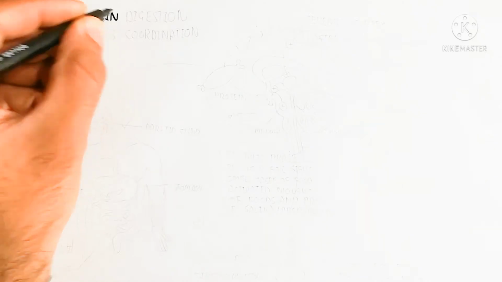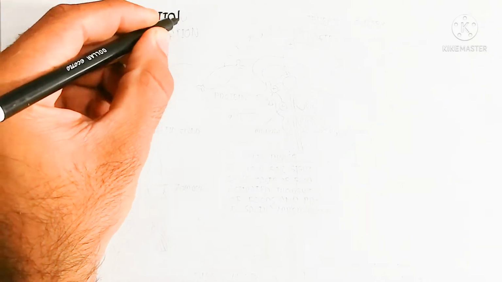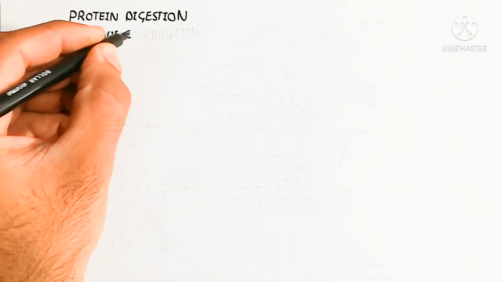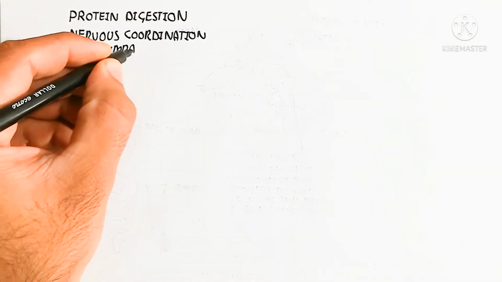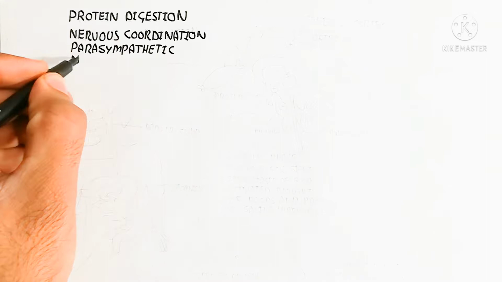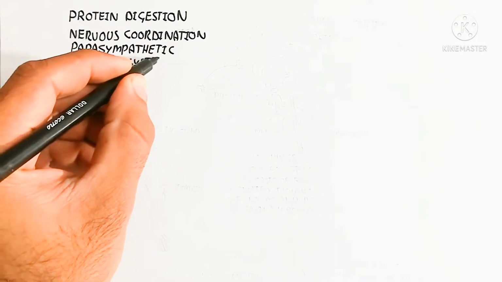Hello, in this video we will discuss protein digestion and nervous coordination. For example, the parasympathetic nervous system we will discuss in this video. So let's begin to understand from the digestive system.